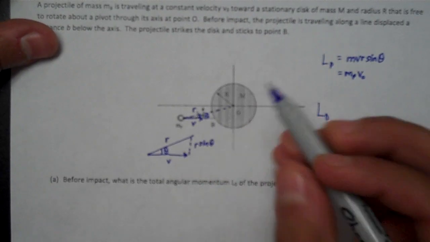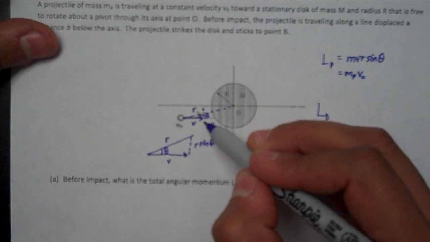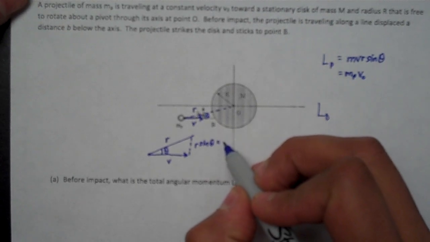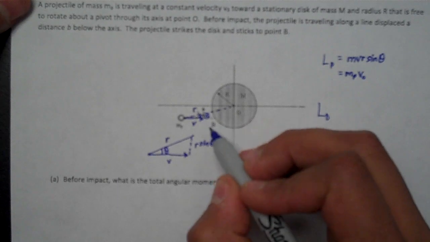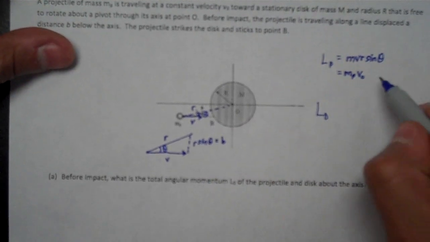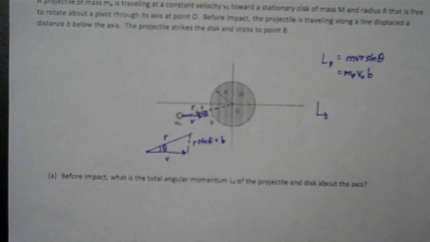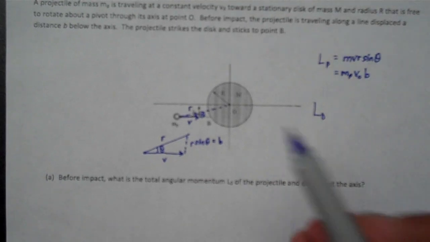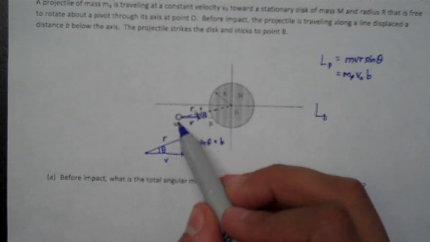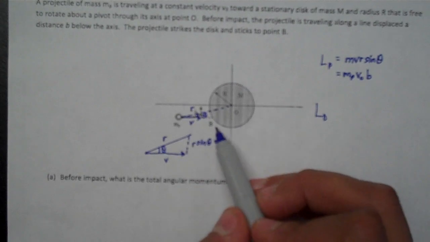Well, in the problem, it tells us that that r sine theta is actually defined by the letter b, the distance below the axis. So this becomes b. R sine theta becomes b, which makes sense. The only thing that's going to cause this to torque is this way, not this way.